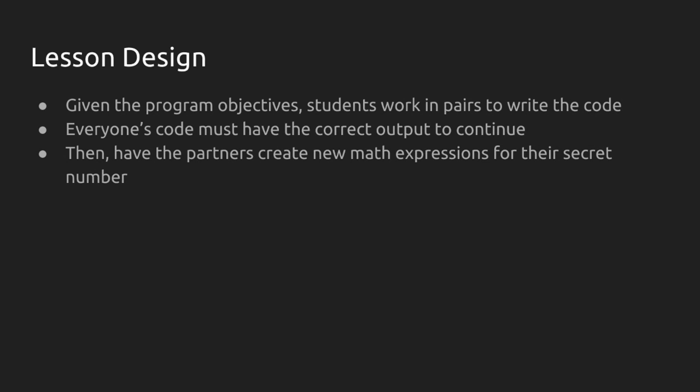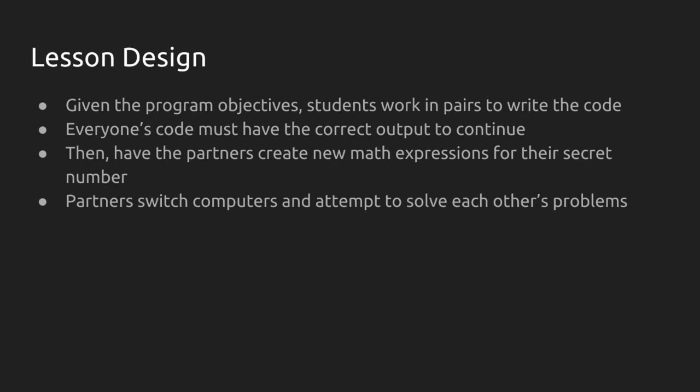So you want to have the partners create new math expressions, different math expressions, for their secret number, and then have the partners switch and try to attempt to solve each other's secret number based on that math expression. So they're running each other's programs, that's going to be fun, but they're also using their understanding of order of operations to derive what that secret number is.